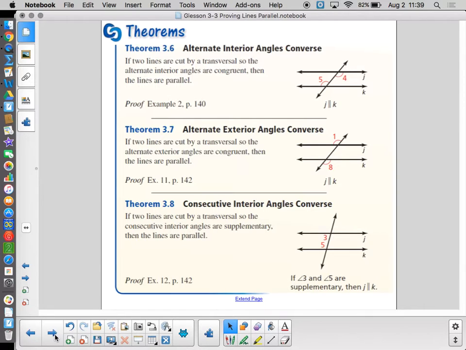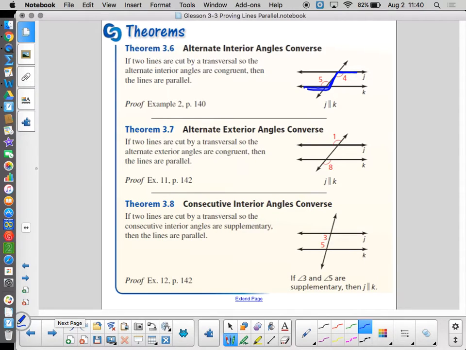This is a big shock: we have converses for all of our theorems. The alternate interior converse, the alternate exterior converse, and the consecutive interior converse. Still the same thing. By the way, what letter do we see with the alternate interiors? This is kind of a funky one, but we can see it. It's a Z. What do we see with the consecutive interiors? We see the C.